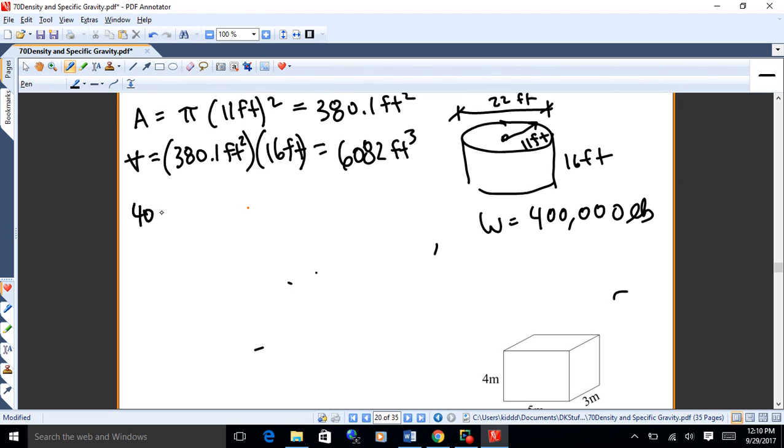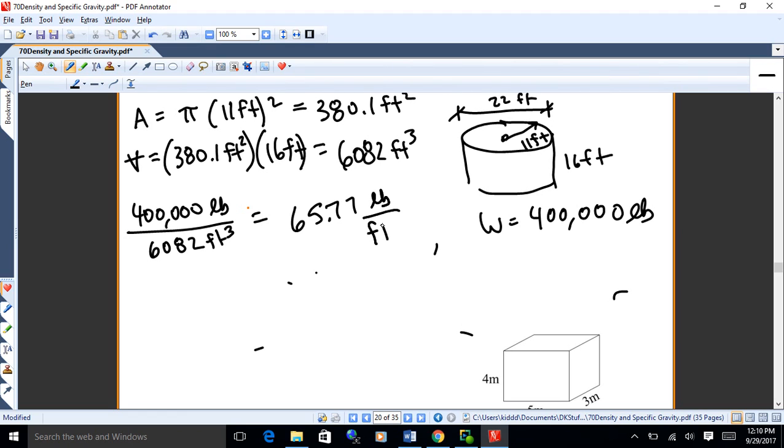And then I'll take the weight of whatever this stuff is, and I'll divide it by the 6,082 cubic feet. So I'll go ahead and do that. And that's 65.77. That's pounds per cubic foot. So that's what we call the density.